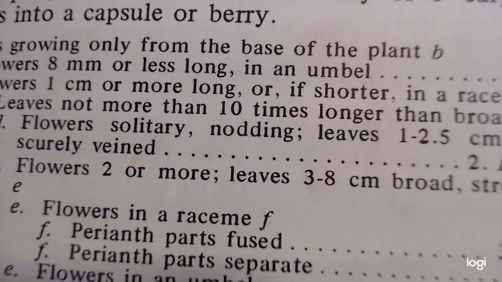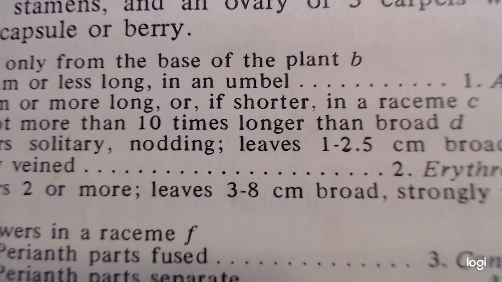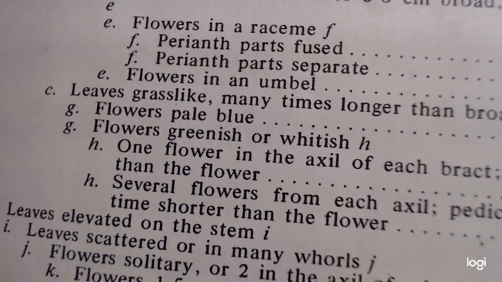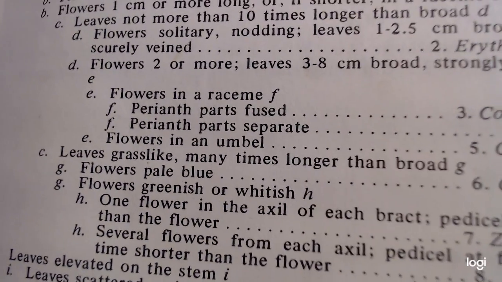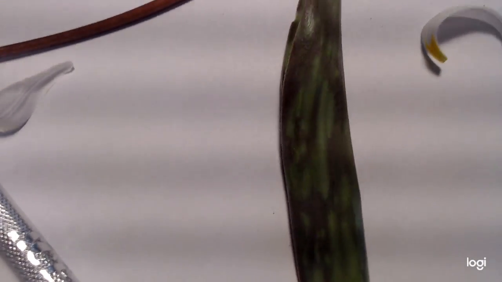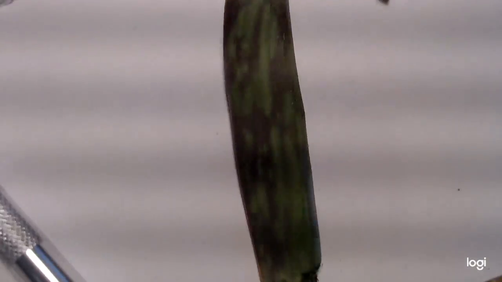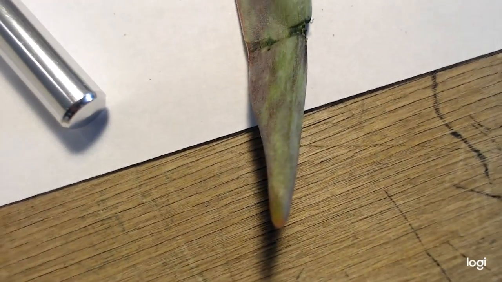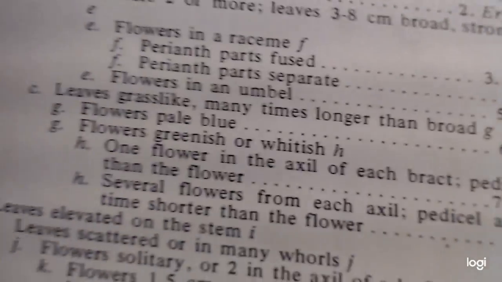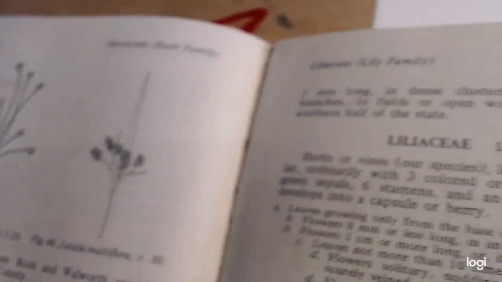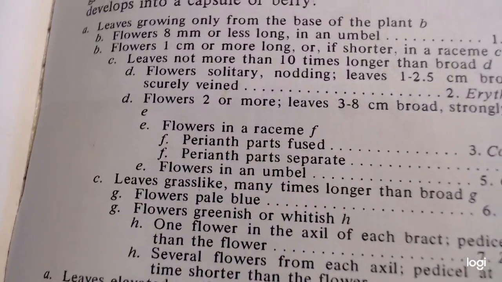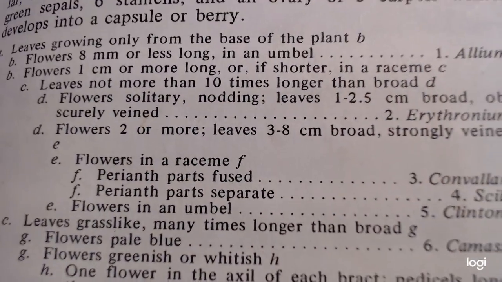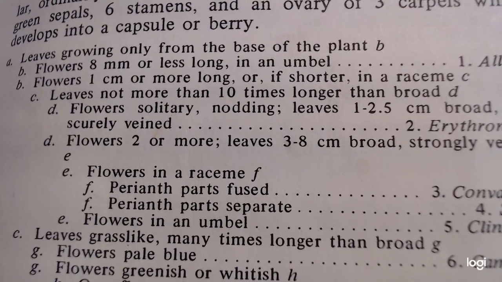So the leaves not more than 10 times longer than broad, or leaves grass-like, many times longer than broad. And these leaves are definitely not grass-like. Even though they might not follow the exact guidelines, we know that these are not grass-like. So that would be really the defining characteristic there. Leaves not more than 10, okay, so that would be C.